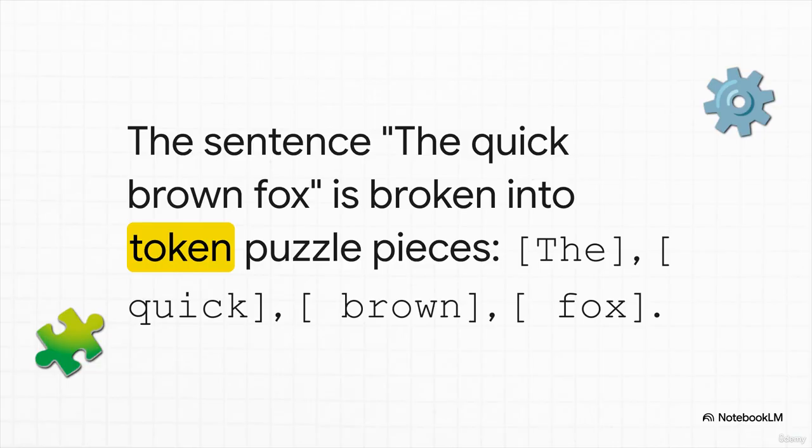It breaks it down into these token puzzle pieces: the, then quick, then brown, then fox. And its entire job really is to predict, based on trillions of patterns it's already seen, what is the most likely puzzle piece to come next. That's how it builds sentences, one little piece at a time.